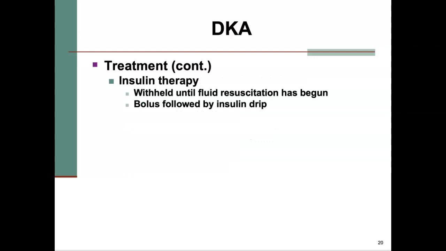Insulin therapy. Insulin allows water and potassium to enter the cell along with glucose and can lead to depletion of vascular tone and hypoglycemia. And so insulin is initially withheld until fluid resuscitation has begun. Typically you would start with a bolus followed by a sliding scale insulin drip.